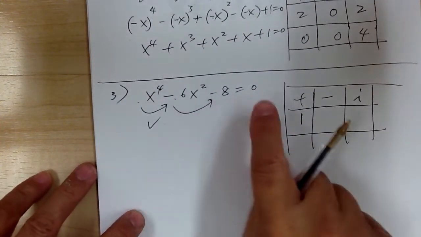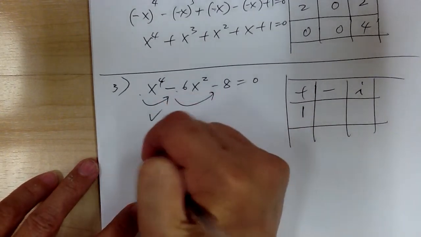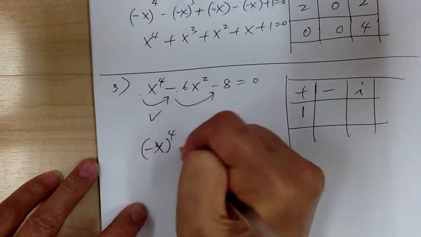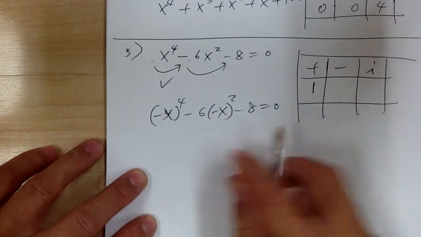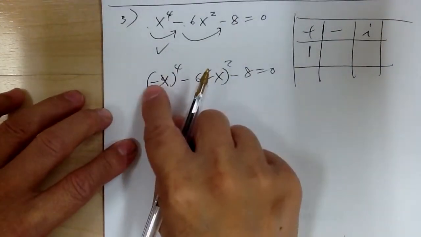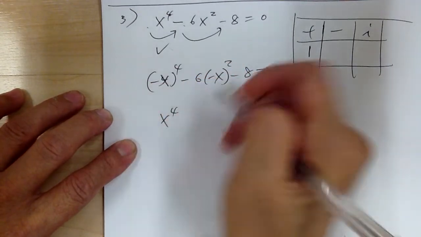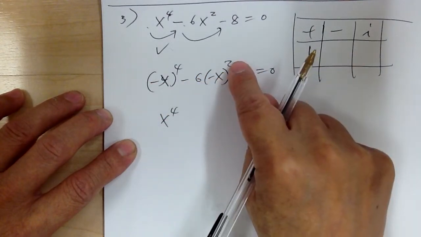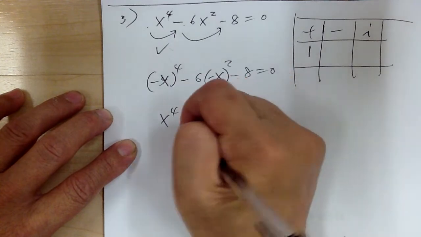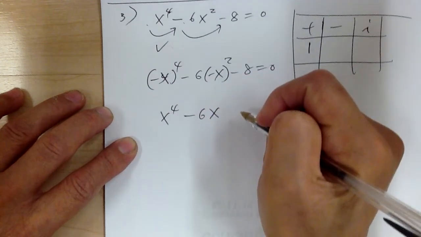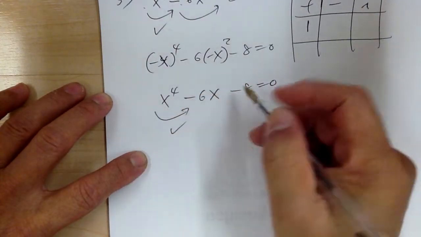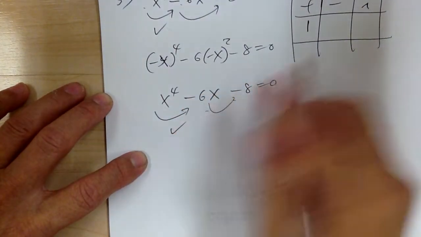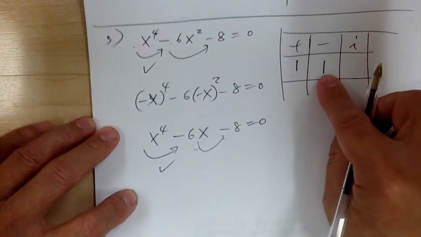Okay. Now you go and check the negative. So you have negative x to the 4 minus 6 times negative x to the 2 minus 8 equal to 0. Then you work it out. So this becomes negative to the 4 times positive. Negative squared is positive, times negative gives you negative. So from here, this one checks, this one no. So you're going to get 1. So you're going to get a maximum of 1 negative.